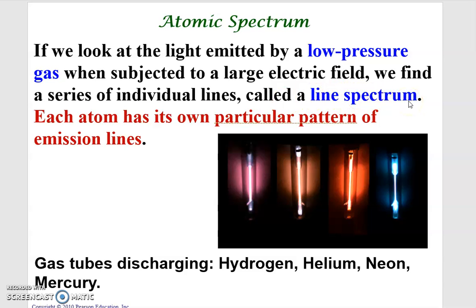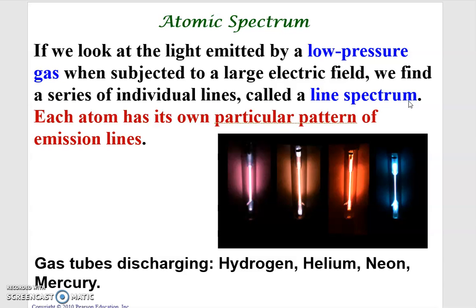And the line spectrum for each of the atoms is different. They all have their own unique line spectrums. The simple explanation for this is that we all know atoms are made of protons and neutrons at the center as a nucleus, and a bunch of electrons orbiting around. This is all you need to know right now.